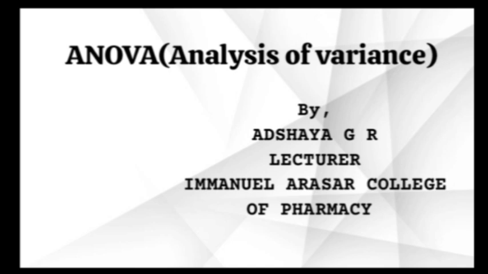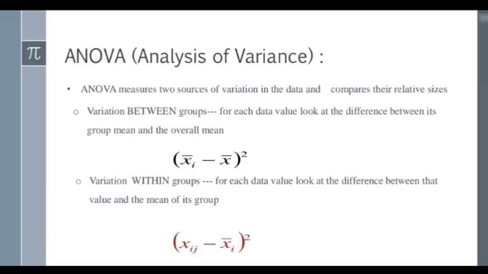Today we are going to see about ANOVA, which means analysis of variance. ANOVA means analysis of variance. It measures two sources of variation in data and compares their relative sizes.